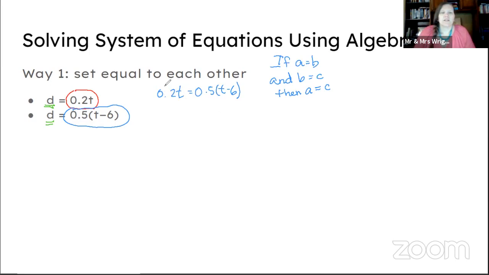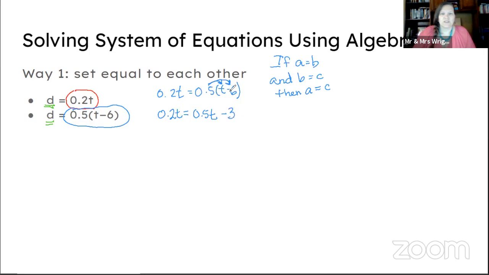There's nothing we can do on this side. 0.2t is going to stay exactly the same. On the right side, what we need to do is use the distributive property. We multiply 0.5 times t, which is 0.5t, and then 0.5 times negative 6. Again, use your calculator, that's the best way to do it. 0.5 times negative 6 is going to be negative 3.